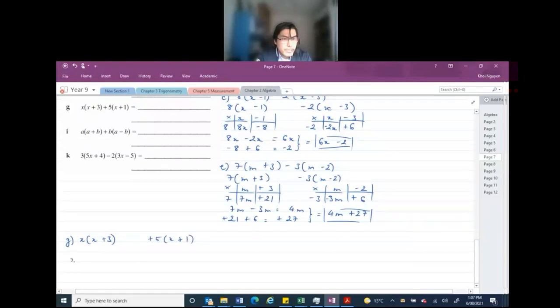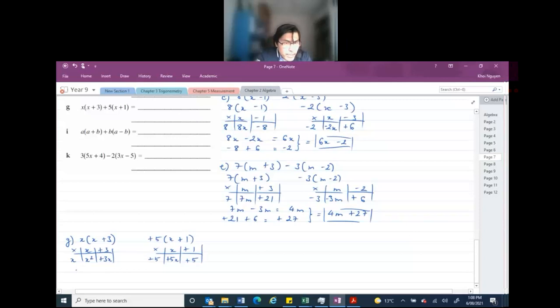So we have x on the outside, x plus 3 on the inside. x times x, well, that's x squared. x times plus 3, that's plus 3x. And here we have plus 5 on the outside, x plus 1 on the inside. Plus 5 times x is plus 5x. Plus 5 times plus 1 is going to be plus 5.